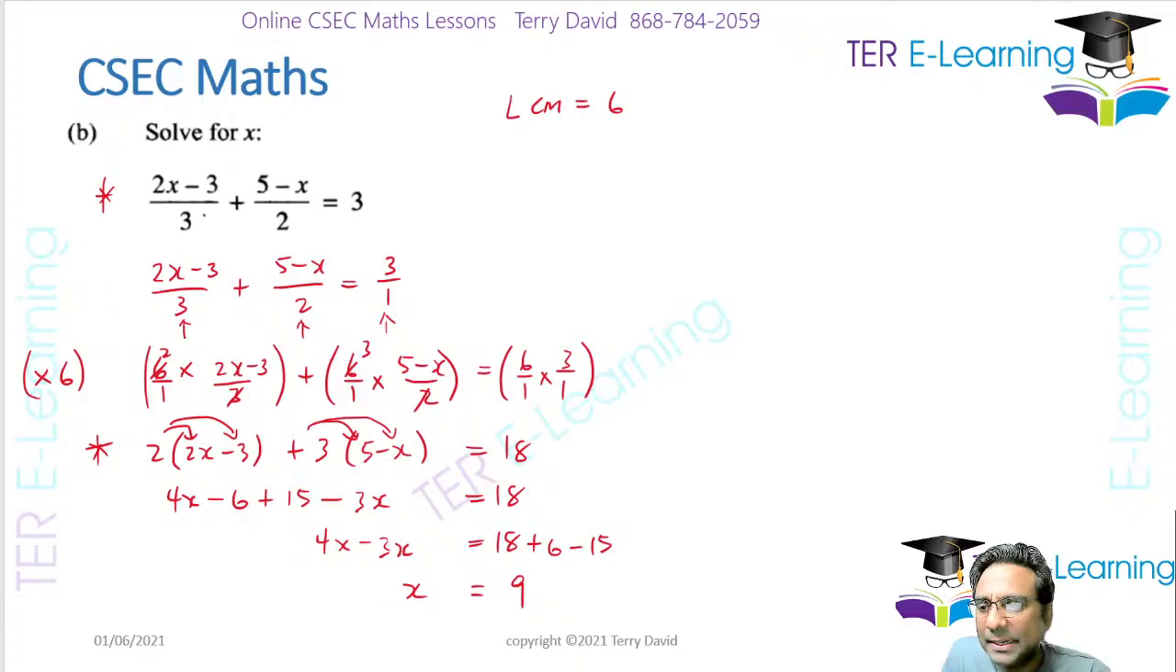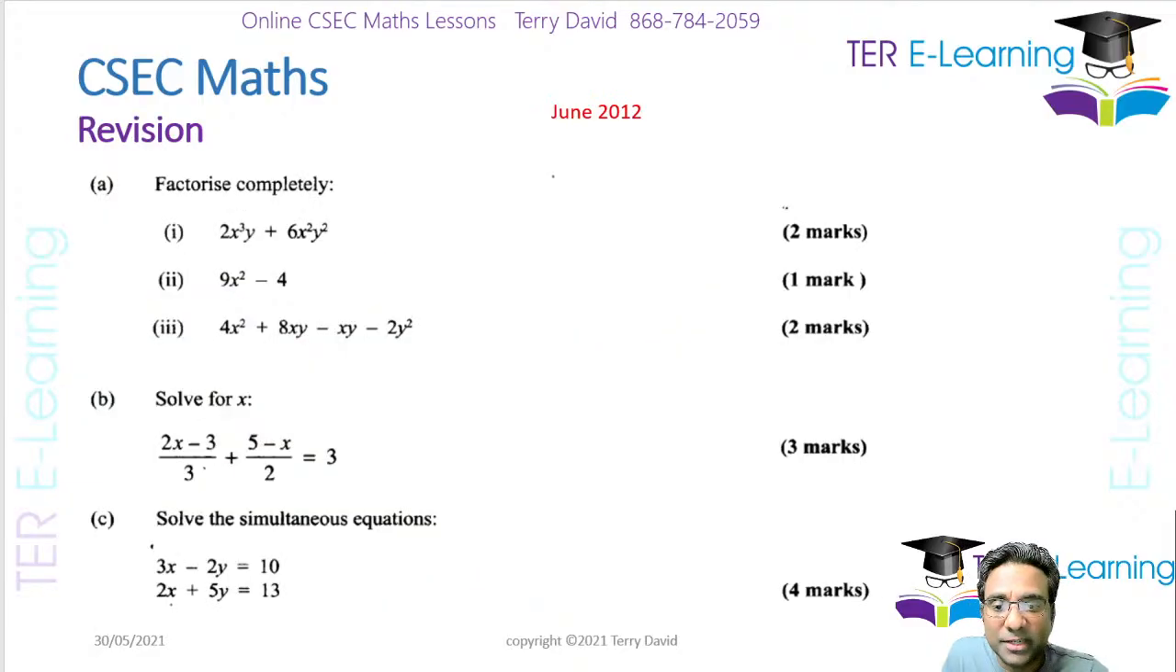Right, so that's part B here. So 3 marks for that. And then the last part now, the last part is a simultaneous equation again.